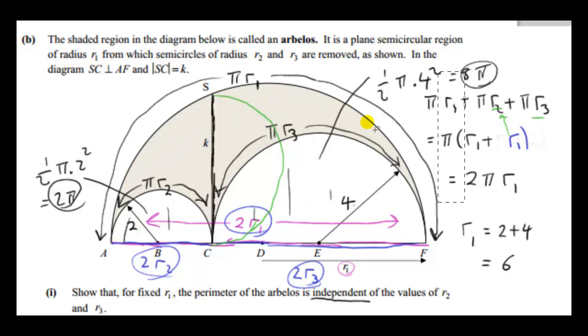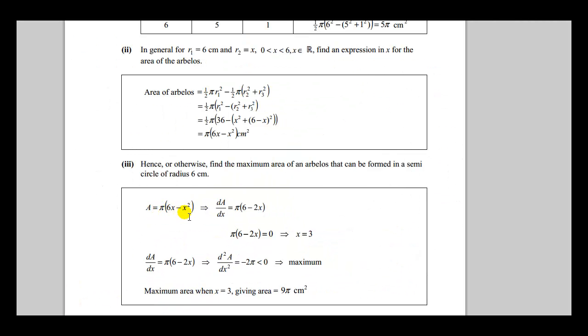Okay, so if we look at the diagram. Let's suppose that the big semicircle is fixed with a radius of 6, and we vary the radius of this semicircle. Okay, we'll obviously vary the area of the Arbelos. So we're keeping the big semicircle fixed, but we're varying x, where x is the radius of this semicircle. Of course, if we vary the radius of this circle, we automatically vary this one. Okay, so here's our expression for the area. So we want to find the value of x that maximizes this expression.